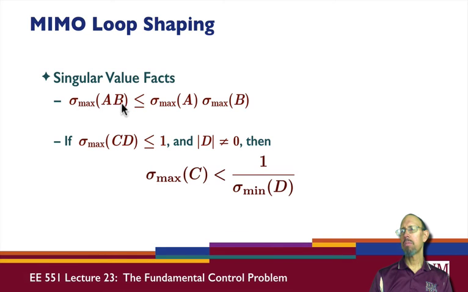The maximum singular value of a product is less than or equal to the product of the maximum singular values. And if the maximum singular value of a product is less than or equal to 1, and D is not singular, then we can show the maximum singular value of C is less than 1 over the minimum singular value of D. So we have these two facts. So here's a product, and here is just an inequality by itself between two matrices.